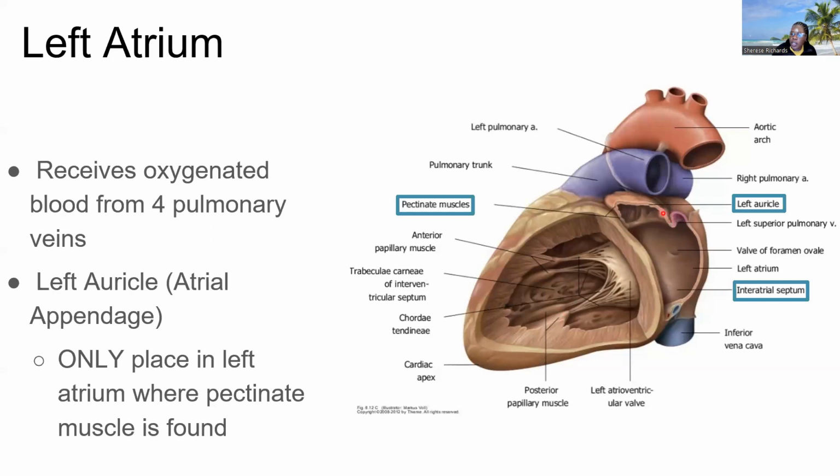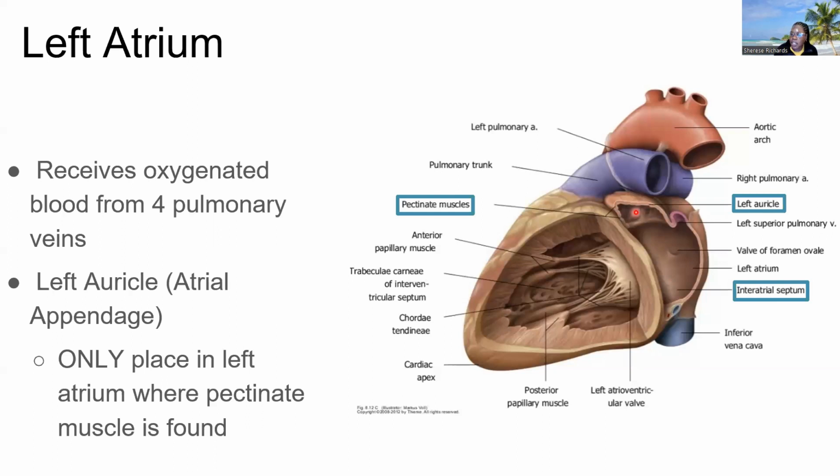And this is the only spot on the left atrium where we have pectinated muscle. The entire rest of the left atrium is made of smooth muscle. So unlike the right atrium, which had a lot of pectinated portions to the wall, on the left side it's mostly the smooth wall, and then a very small portion of the auricle is the pectinated part of the chamber.